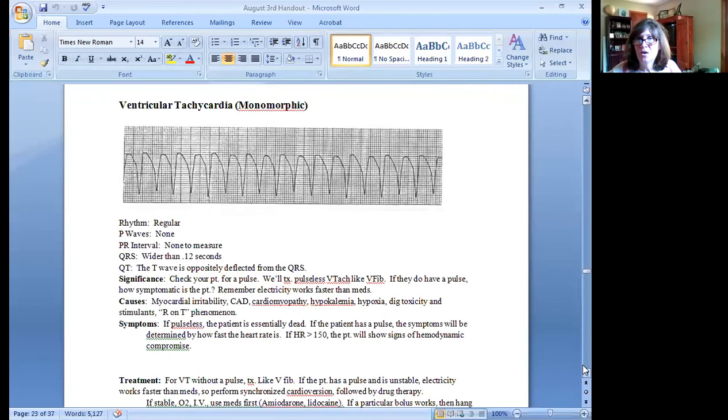All right, so that's it about PVCs. Check your electrolytes. Know your electrolyte values. VTAC, monomorphic. Look at that rhythm. Monomorphic, it is a nice, really pretty regular rhythm.